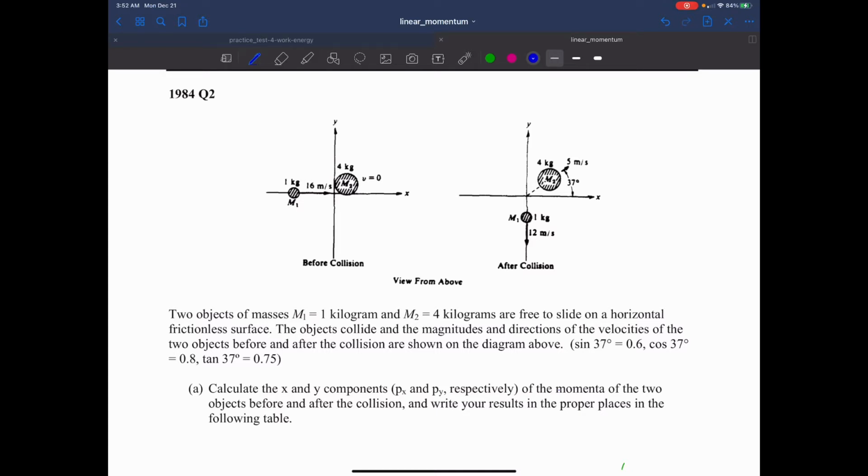So here we have a common problem that's used for x and y momentum, which is a billiards problem. You can imagine that this ball is going to hit somewhere off center. Even without looking at the second picture, you can imagine that this object is going to go off in this direction here, and this cue ball is going to go off in this direction here.